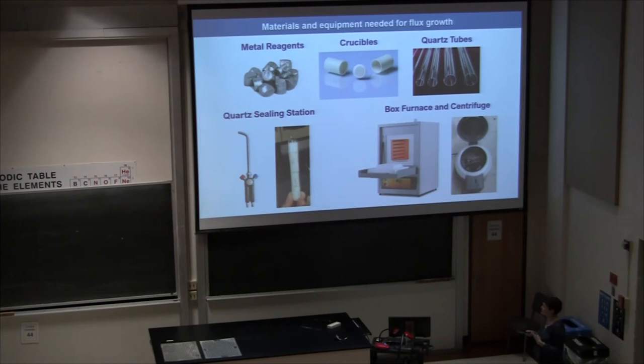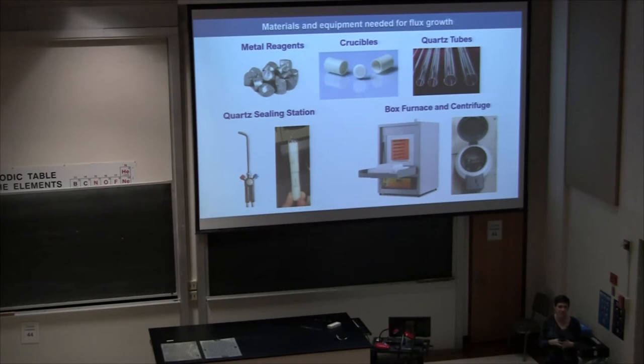So these are sort of all of the ingredients that you need to do a flux growth. So you have your consumables, your reagents. So of course, you need whatever metals you want to use in your recipe. You need a crucible, and I'm going to talk about how you can choose an appropriate crucible material for your flux growth. And then in general, because we're working with metals and they'll oxidize if we heat them up in air, we have to seal our growth in a quartz tube. And this comes with some natural limitations.